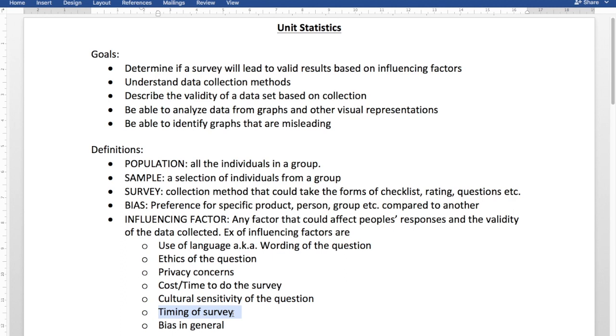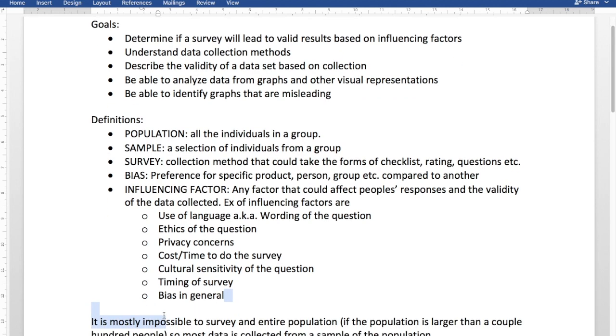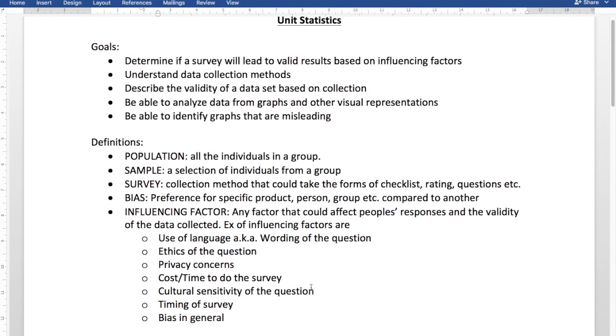All right, and then lastly, if we can't really think of one of those specific things, you could just think generally about bias. So if you look at a question and you know what answer the asker is looking for, then they probably have bias. So you just want to be careful of bias.